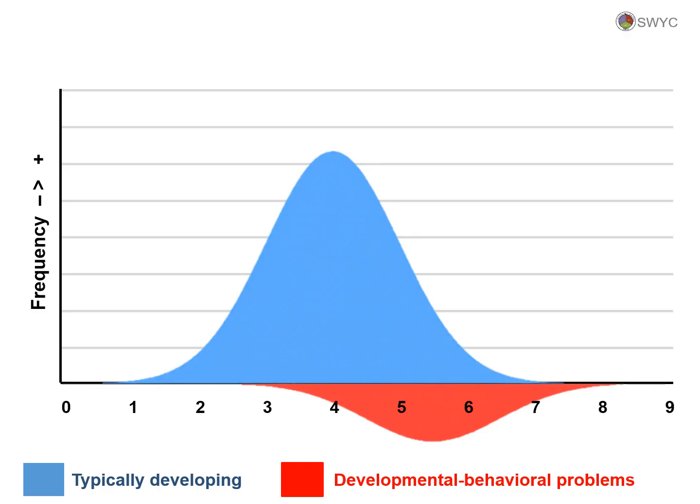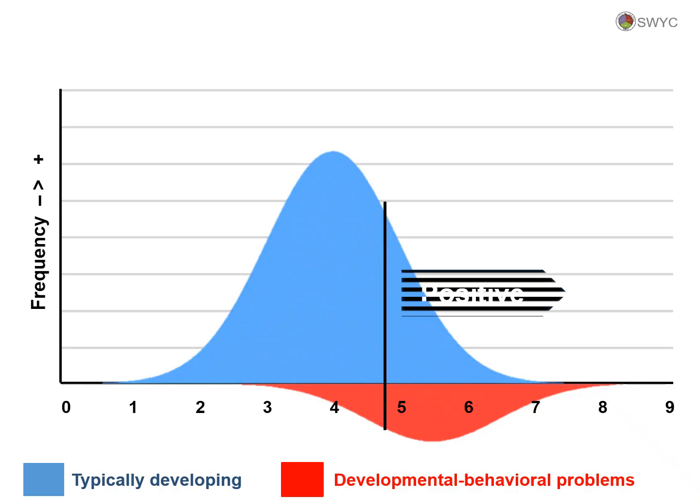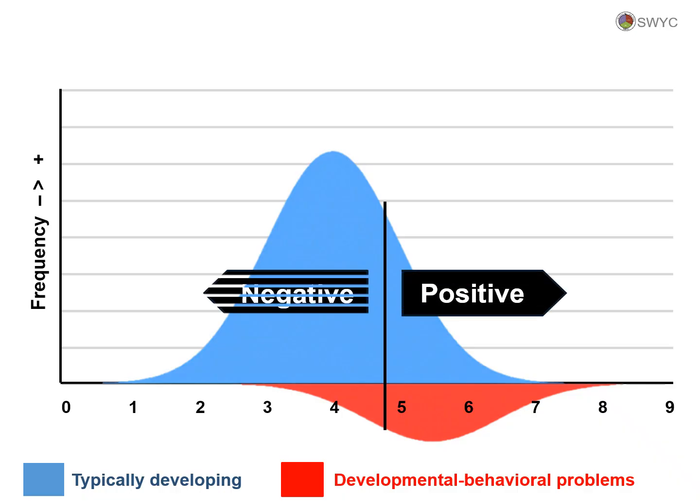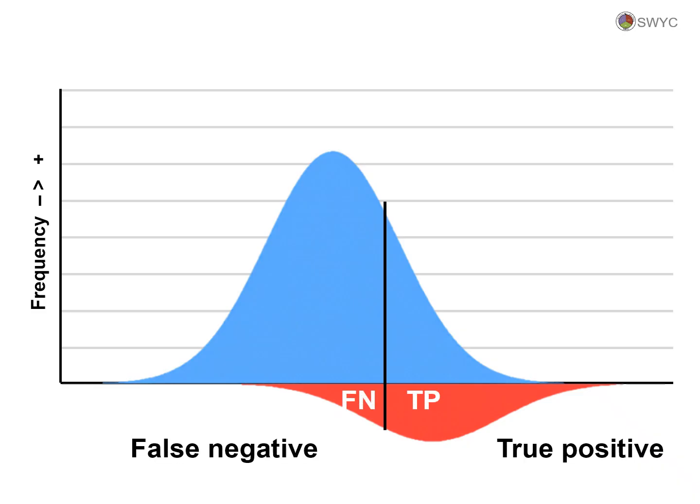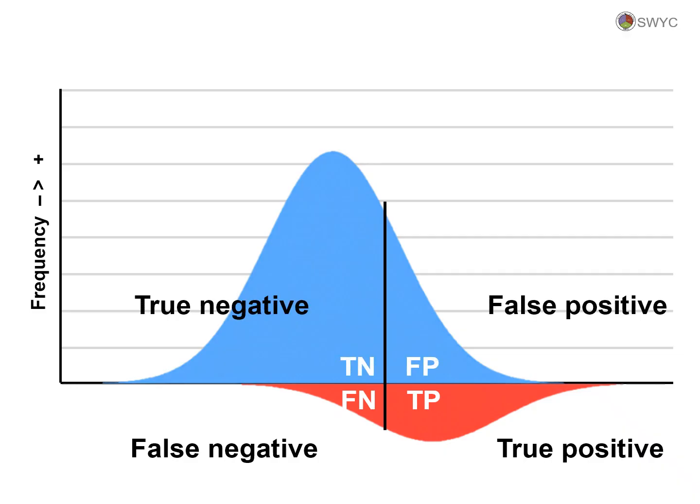And I'll also add a cut score, which is also known as a threshold, and which determines which scores indicate a positive screen versus a negative screen. Among kids with developmental behavioral problems, this distinguishes true positives from false negatives. Likewise, among typically developing children, the threshold distinguishes true negatives from false positives.